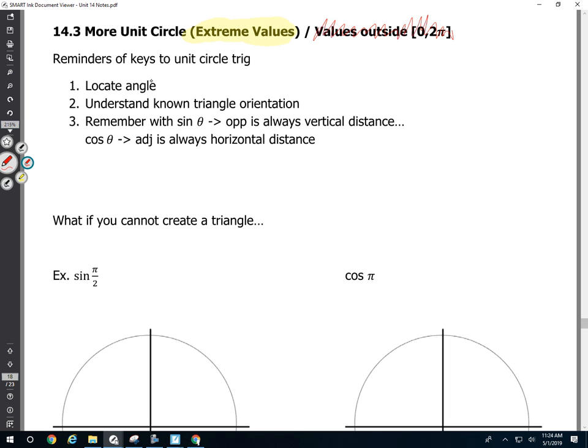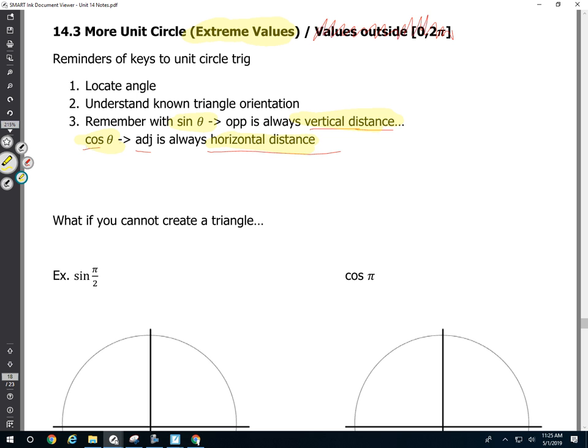Locating the angle, understanding how your triangle is oriented and the side lengths of your triangles, and remembering that sine is always opposite, which always ends up being the vertical distance. Cosine being adjacent, always a horizontal distance. This is the key for today. Remembering that sine is always our vertical distance, and remembering that cosine is always our horizontal distance.